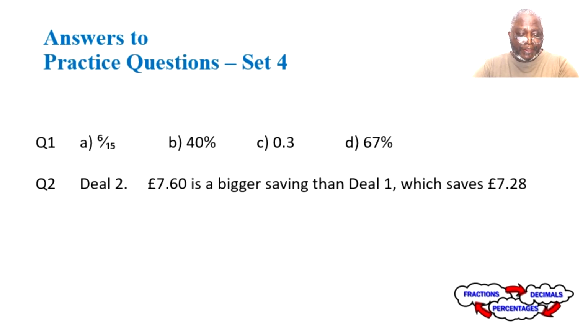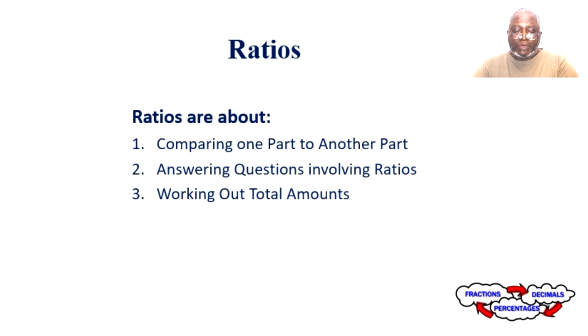Question 1A, 6/15. B, 40%. C, 0.3. And D, 67%. Question 2, deal 2. Why? Because £7.60 is a bigger saving than deal 1, which is just £7.28.